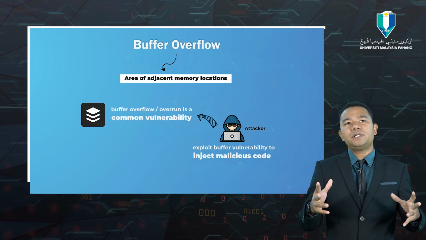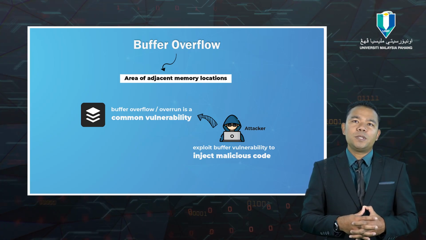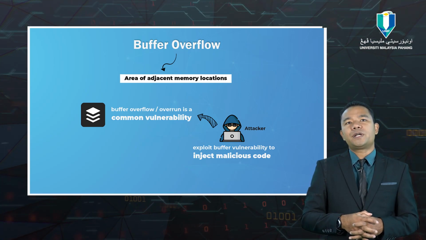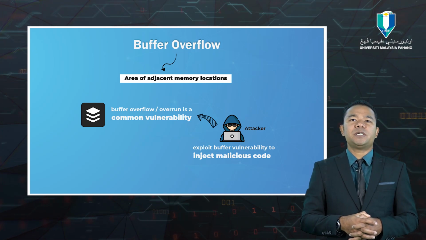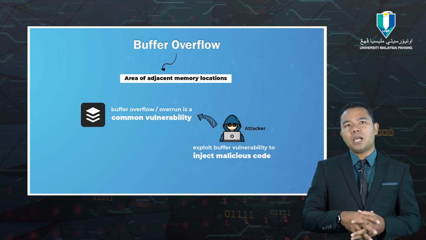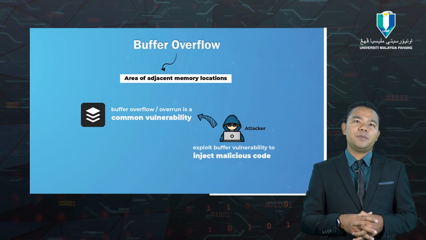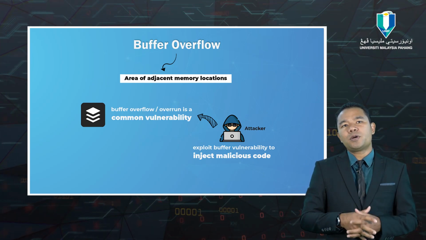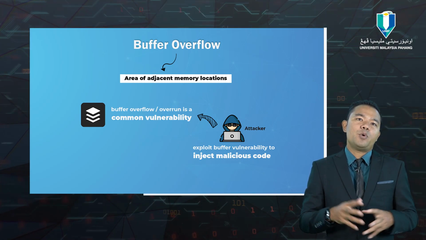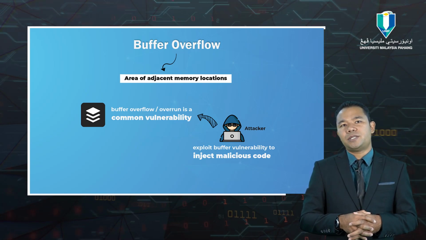Buffer overflow. A buffer is an area of adjacent memory allocated to a program or application to handle its runtime data. Buffer overflow or overrun is a common vulnerability in an application or program that accepts more data than the allocated buffer. This vulnerability allows the application to exceed the buffer while writing data to the buffer and overwrite neighboring memory location. Attackers exploit buffer overflow vulnerability to inject malicious code into the buffer to damage file, modify program data, access critical information, escalate privilege, and gain shell access.